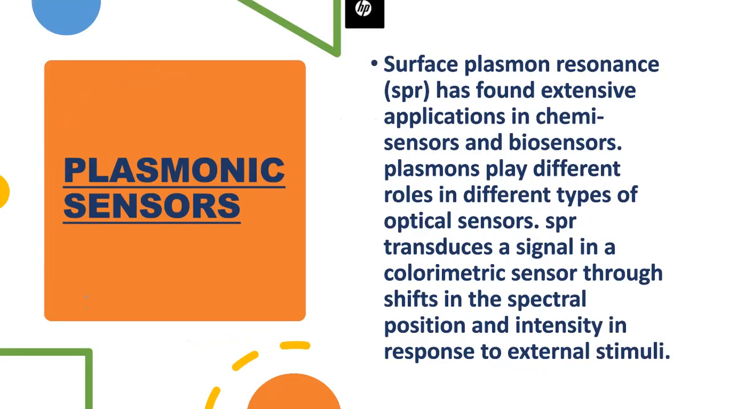So, the plasmonic sensors. Surface plasmon resonance has found extensive application in chemical sensors and biosensors. Plasmons play different roles in different types of optical sensors. Surface plasmon resonance transduces a signal in a colorimetric sensor through shifts in the spectral position and intensity in response to external stimuli.